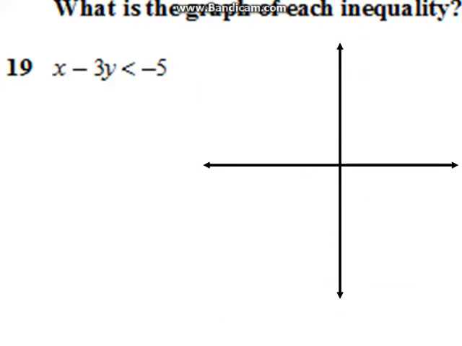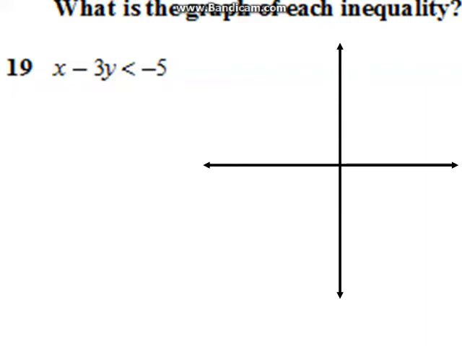What is the graph of each inequality? So now they're giving us one problem for number 19. X minus 3y is less than -5. Well, I would put this into slope-intercept form, and let's graph off of that.